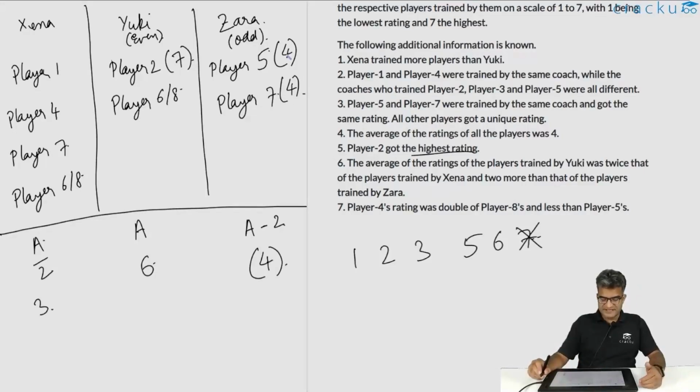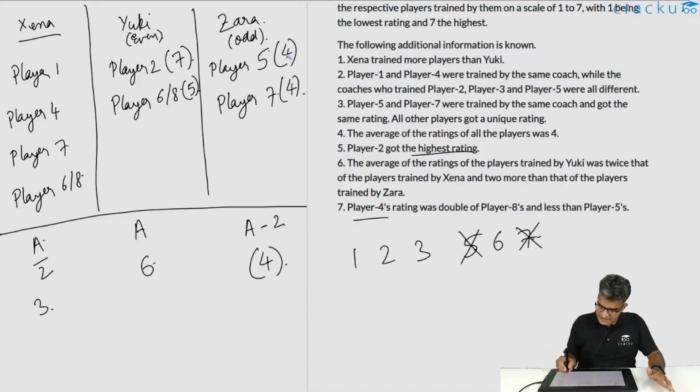Now if the average is 6 and one of them has scored 7, the other person would score 5. We just don't know whether it is player 6 or player 8, but that is 5. So the 4 remaining ratings are 1, 2, 3 and 6. All of them were given by Zena.